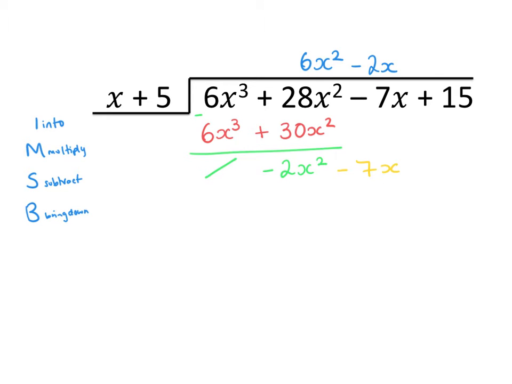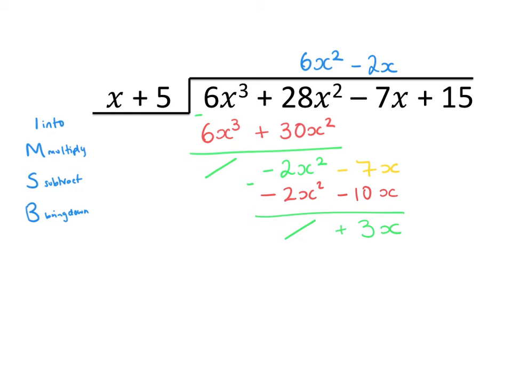So then, step 2, what are we going to do? We're going to multiply. So we're going to do minus 2x multiplied by x, minus 2x squared. Again, you can see these are going to cancel, so we're on the right track. Then we're going to do minus 2x multiplied by 5, minus 10x. Our next part of I'm a silly Billy is subtract. We're going to take these away. Minus 2x squared minus 2x squared is minus 2x squared plus 2x squared, which cancels. Minus 7x minus 10x is minus 7 plus 10, which is positive 3x.